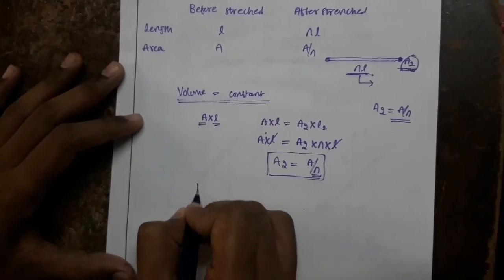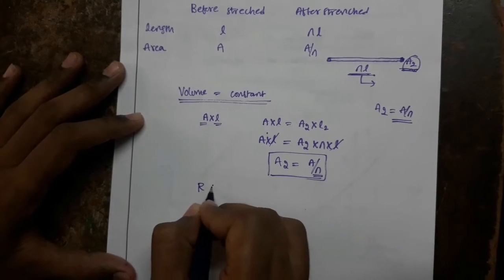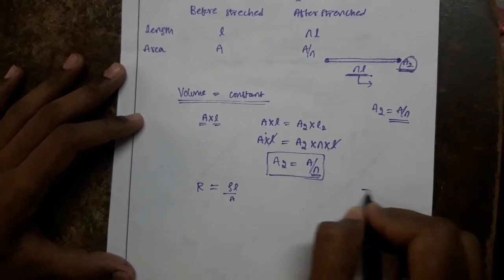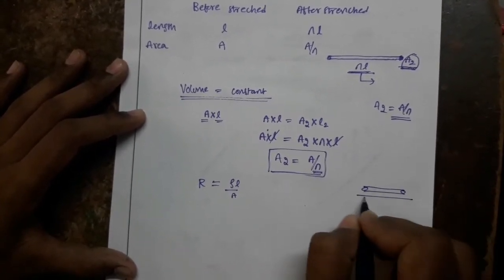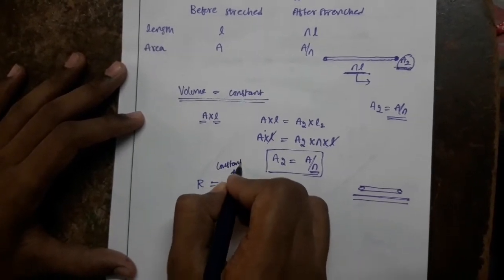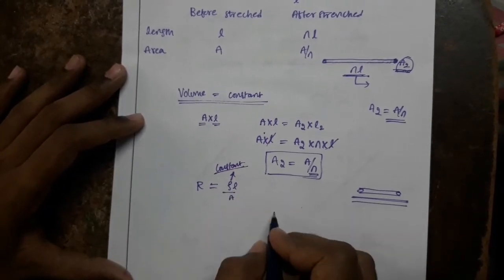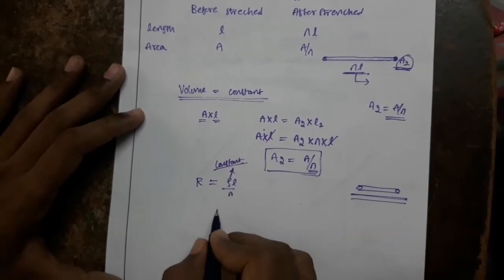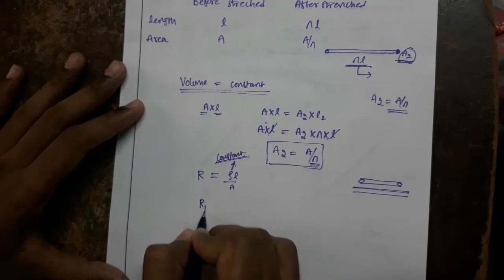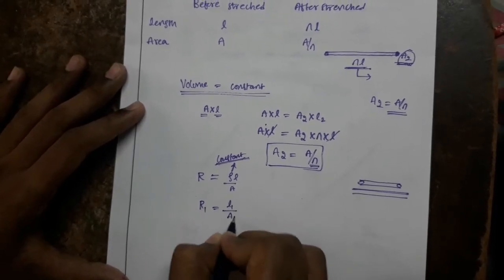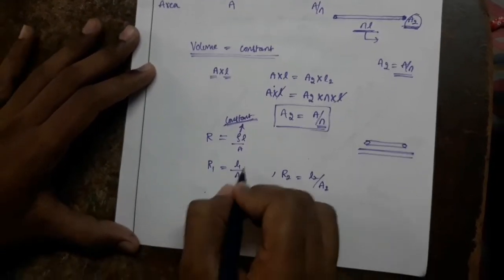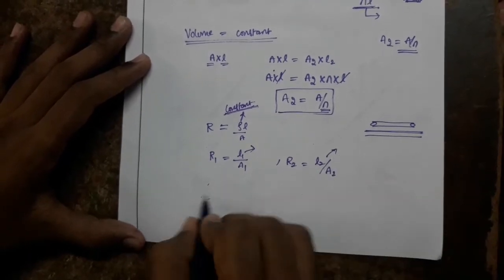So we know the relation R equals rho L by A. We have used the same conductor. We didn't change the conductor, so rho is constant. I told you specific resistance depends on the nature of the material. As I didn't change the material, rho is constant. So R1 equals rho L1 by A1, R2 equals rho L2 by A2. This is before stretched, this is after stretched.